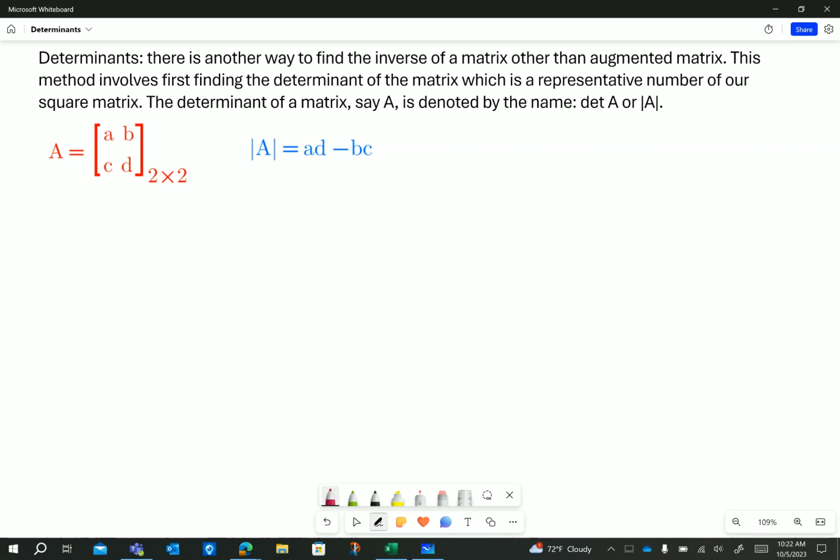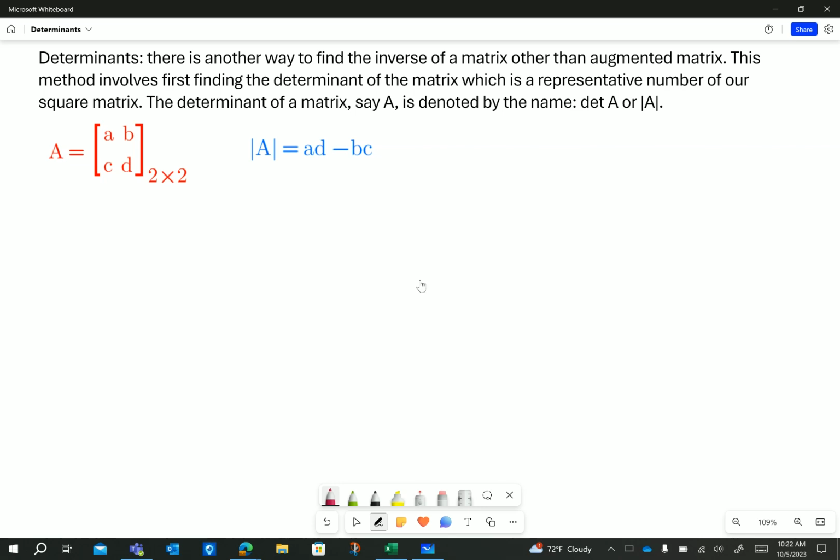This method, though, is going to involve us first finding the determinant of a matrix, which merely is just a representative number of any square matrix. We specifically are only going to focus on a 2x2 and a 3x3 matrix. So let us start by analyzing how to find the determinant, let's call it A, of a 2x2 matrix.